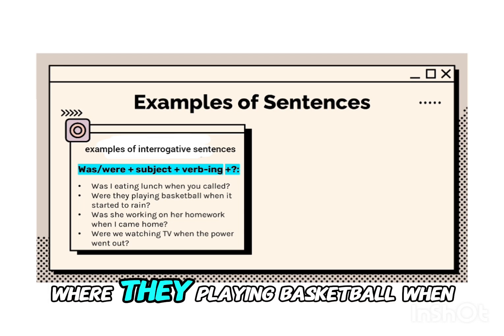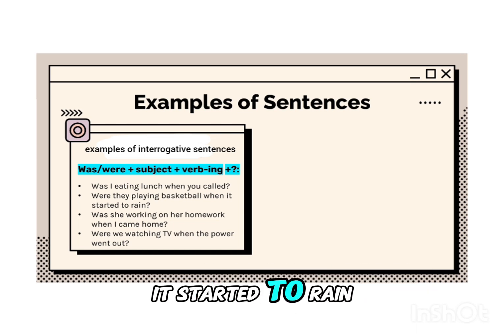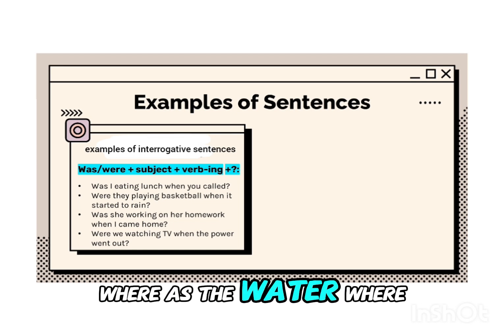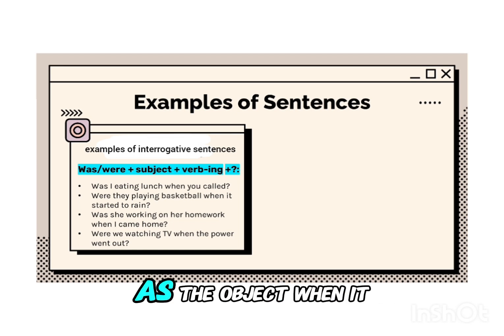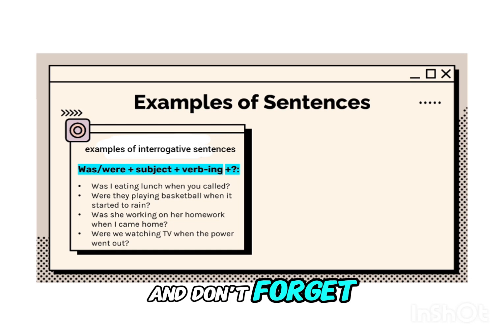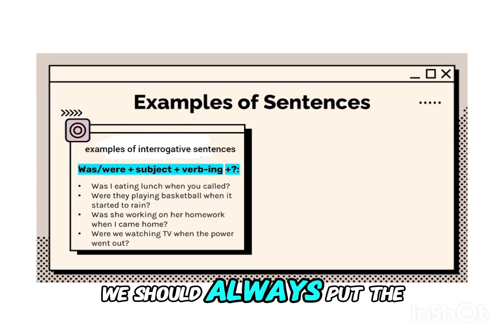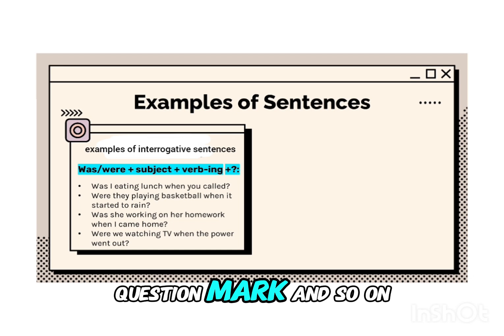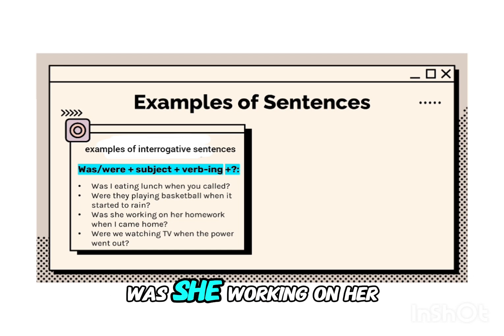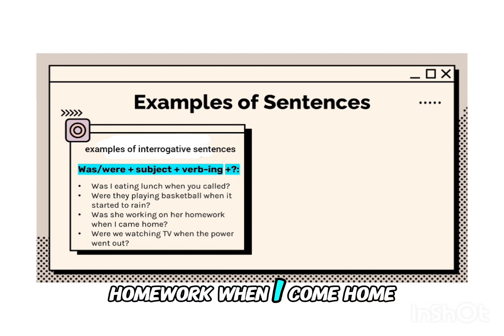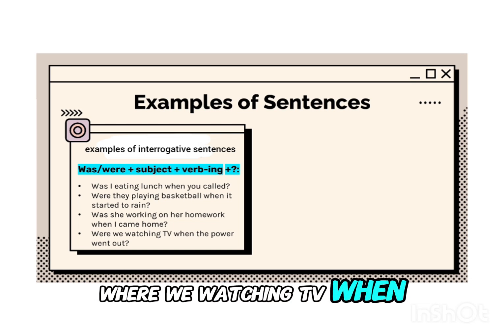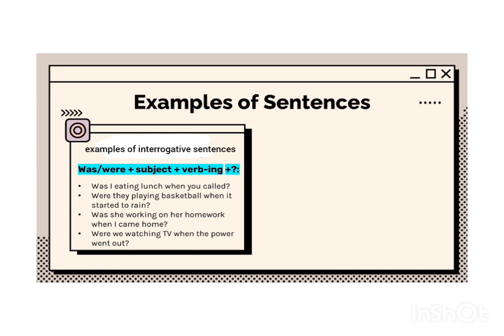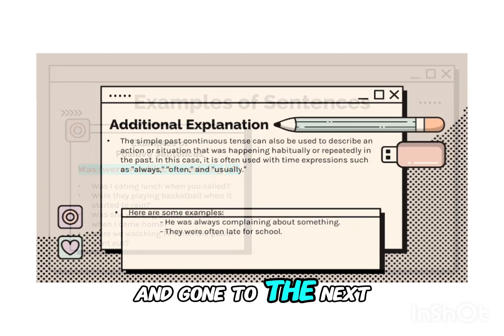And also, were they playing basketball when it started to rain? Were as was or were, they as a subject, playing as a verb ing, basketball as the object, when it started to rain as a complement. And don't forget, we should always put the question mark. And so on. Was she working on her homework when I came home? Were we watching TV when the power went out? And go on to the next.